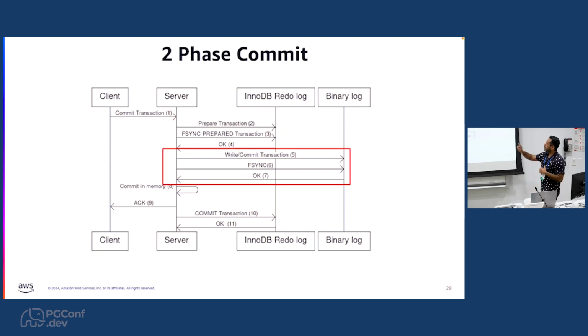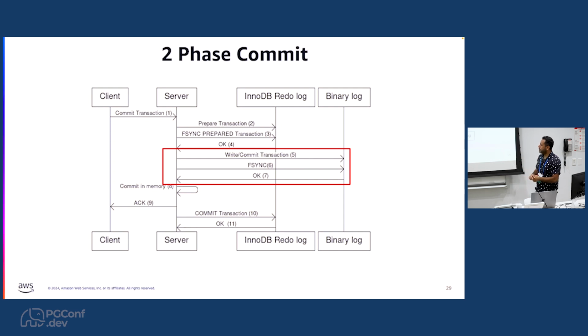Then the server takes an exclusive lock on the binary log. All the transaction data, in statement format or in row format when rows are changed, is written to the binary log. After that, it's fsynced to the binary log to make sure it's persisted on disk. And then the server releases the lock on the binary log. Once the data is in the binary log, the server goes ahead and marks this transaction as committed. At this point, it's visible to any other transaction that starts on the server, which will see the result of this commit. And then it sends an ACK back to the client on step 9.